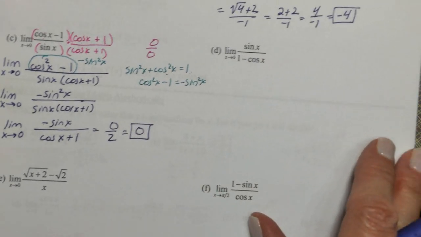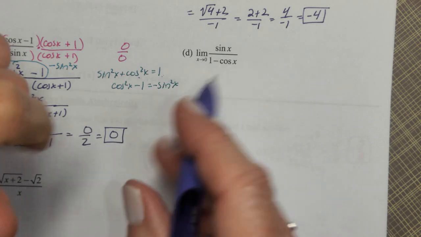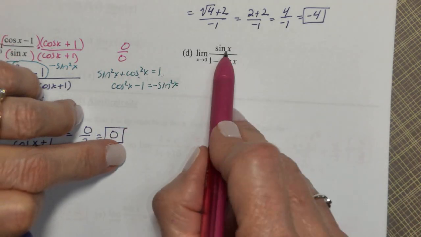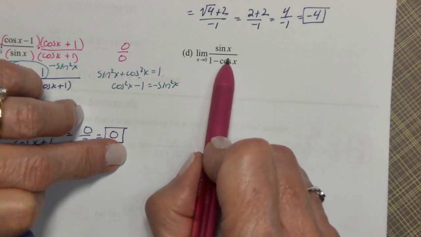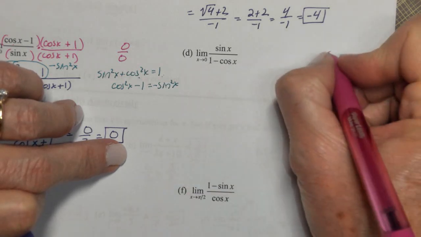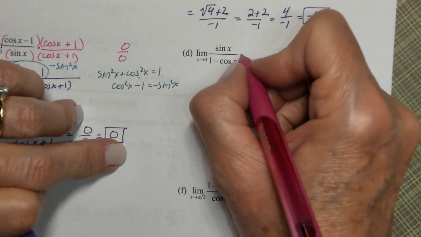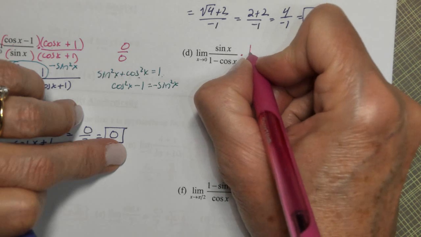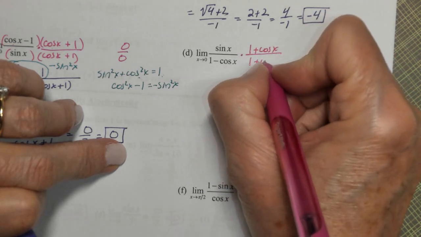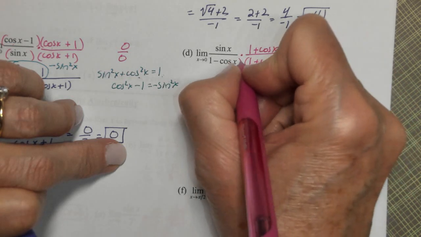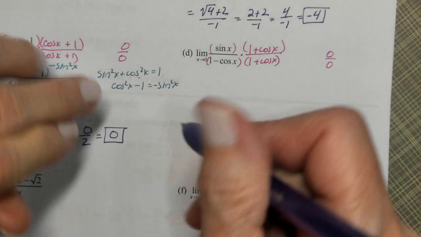Let's do another one. Let's see what happens over here. So when we first plug 0 in for x, we have 0 over 1 minus cosine of 0, which is 1, so we have 0 over 0 again. So I'm going to multiply top and bottom by the conjugate, 1 plus cosine x over 1 plus cosine x. Keep writing our limit.